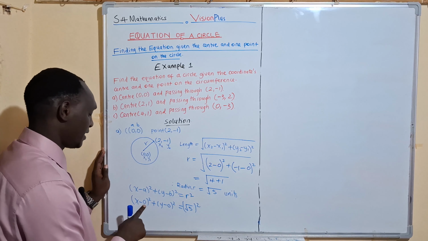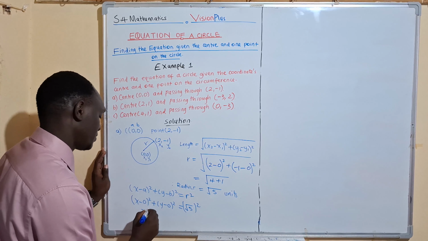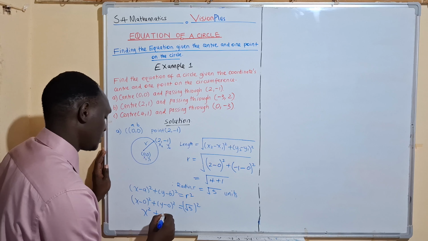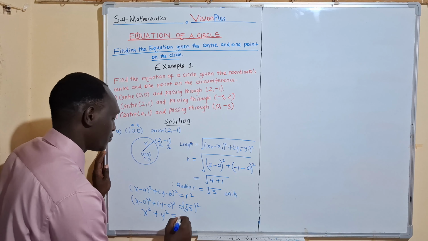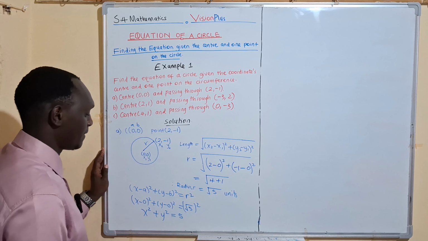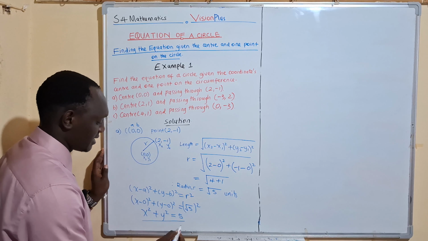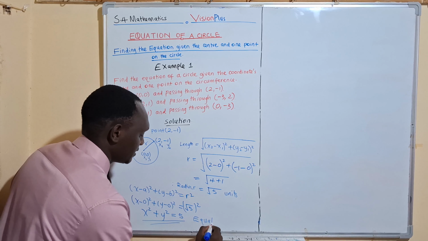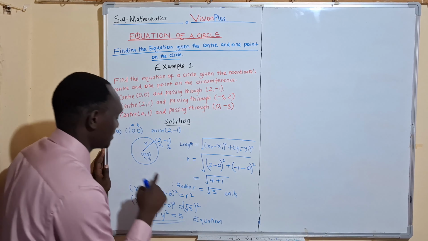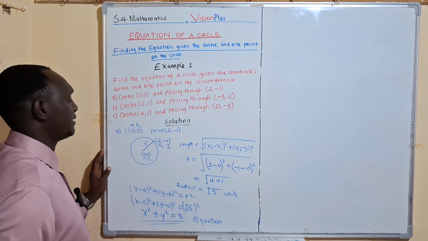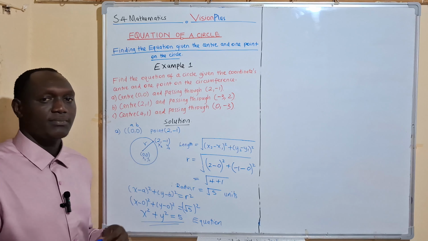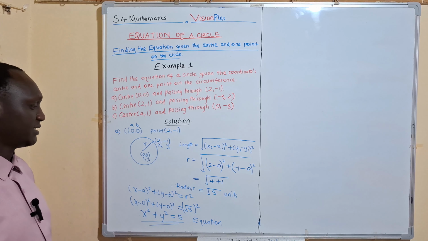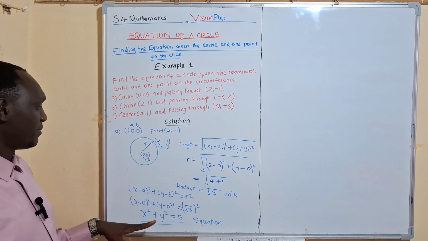So from here, x minus 0 is x. So here we have x squared plus y squared equals root 5 squared, which is 5. And therefore, this is the answer. This is the equation of the circle, which is centered at 0, 0 and is passing through that one point on the circumference. So this is the answer for part A.